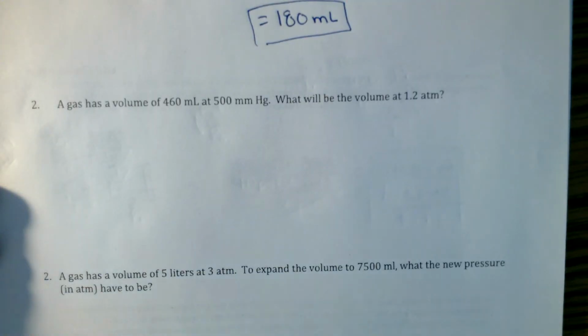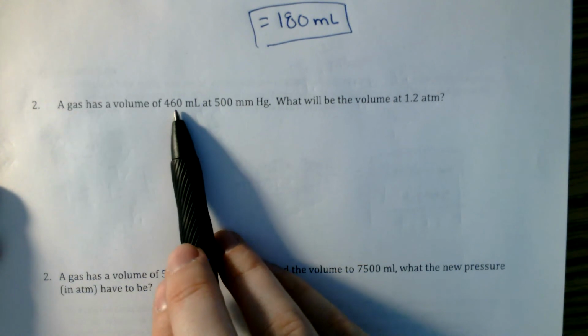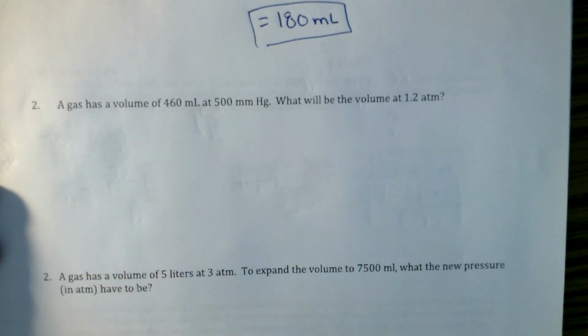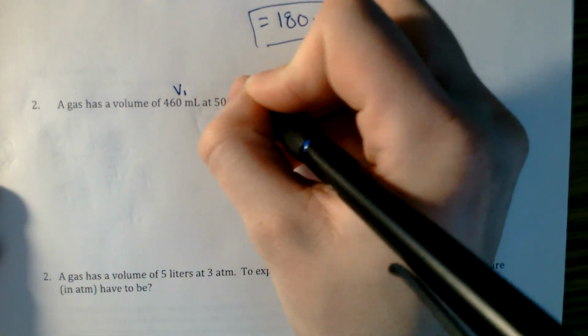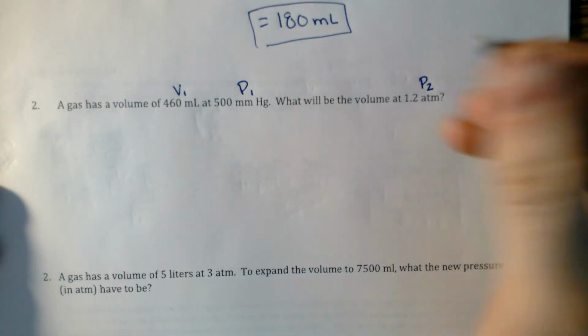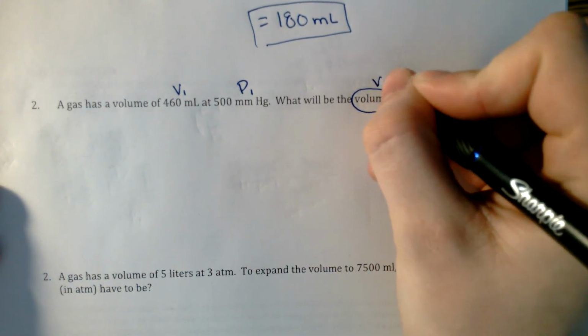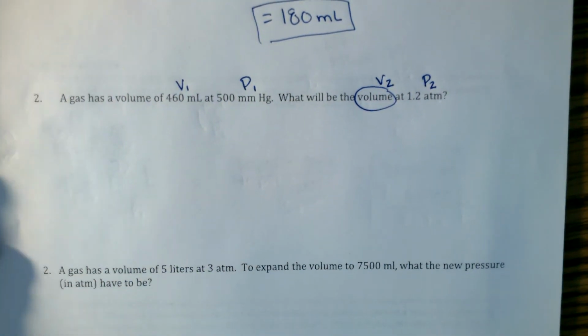All right, let's look at this problem. A gas has a volume of 460 milliliters at 500 millimeters of mercury. What is the volume at 1.2 atm? I'm going to help you out just to start this one. We have volume 1, pressure 1, and pressure 2. You are solving for volume 2. The video is going to pause to give you time to solve this, and my solution will be after shortly.